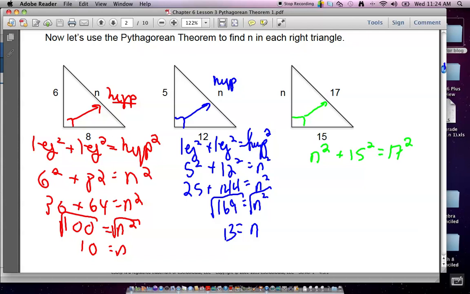And this is different because now where is the n squared located? It's in a leg place. It's not over by itself like it was on the previous two in place of the hypotenuse. So I'm going to get n squared plus 225. I know that off the top of my head. 17 squared is 289.